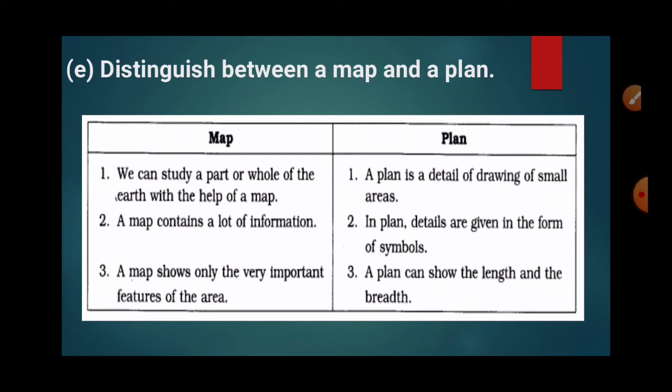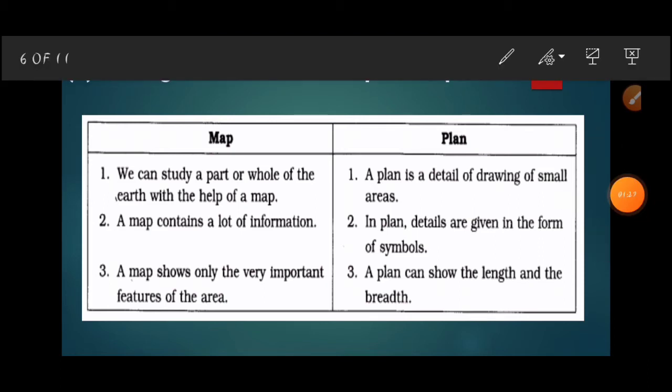Then, the distinction between a map and a plan. What are the differences? In a map we can study the whole of the earth, but a plan is a drawing of a small area. A map contains lots of information, but a plan contains only a particular area's information. Details are given in the form of symbols. A map shows only the very important features, whereas a plan shows even the length and breadth.